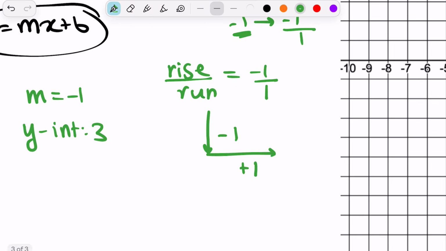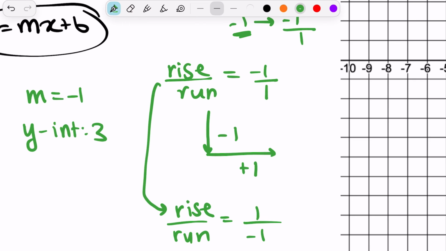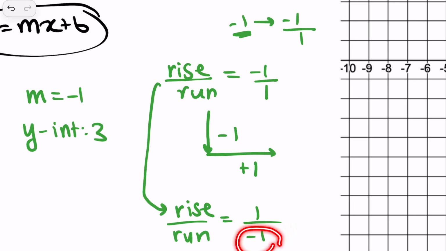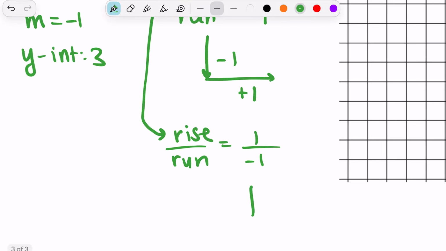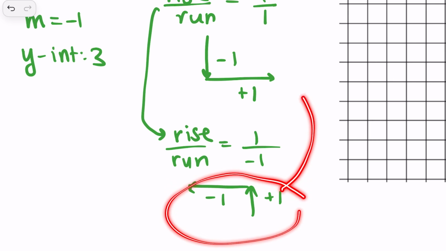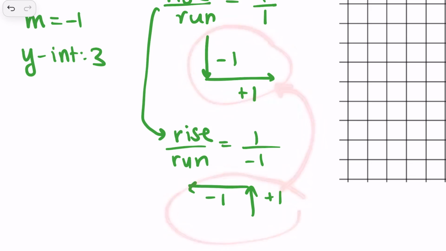And now if I want to do the opposite, I will say rise over run is equal to 1 divided by negative 1. So I just made the denominator negative instead of the numerator, because this is still negative 1, so I haven't changed the slope. So this way, what we will get is our rise is going up by 1 unit, and our run is going to the left by 1. And it will always be the exact opposite of this one.